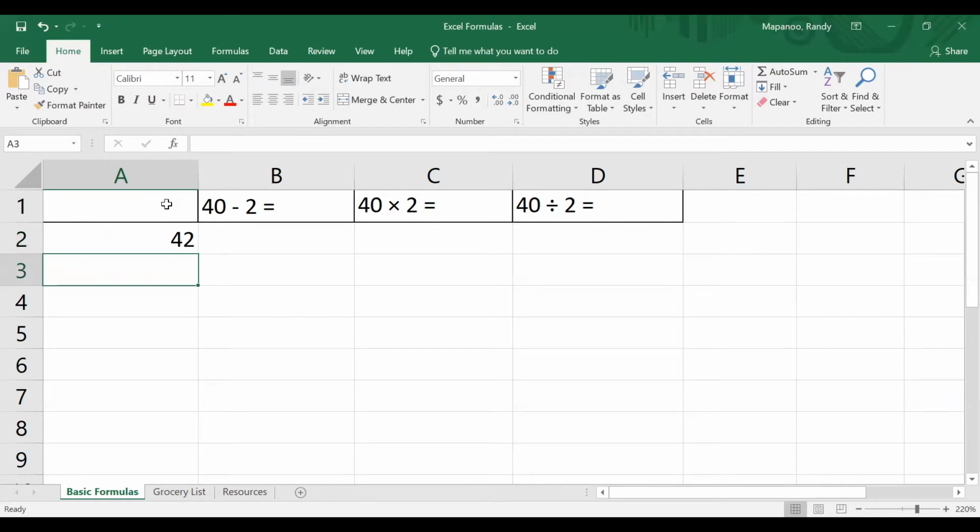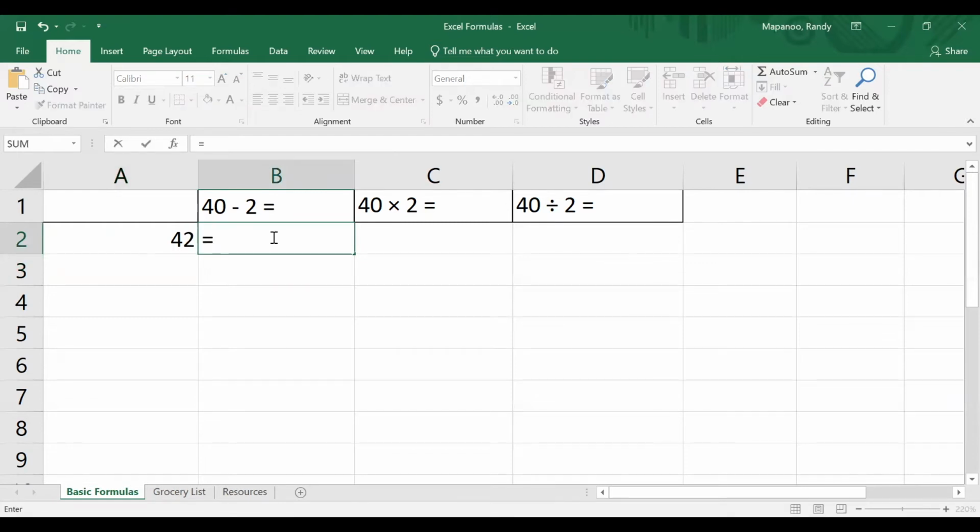All right, let me go ahead and calculate the rest of these that we have here. Again, I have to start with that equal sign. So equals 40 minus 2, and I'll hit enter. And the answer to that is 38. All right, the next one over, equal sign, 40.